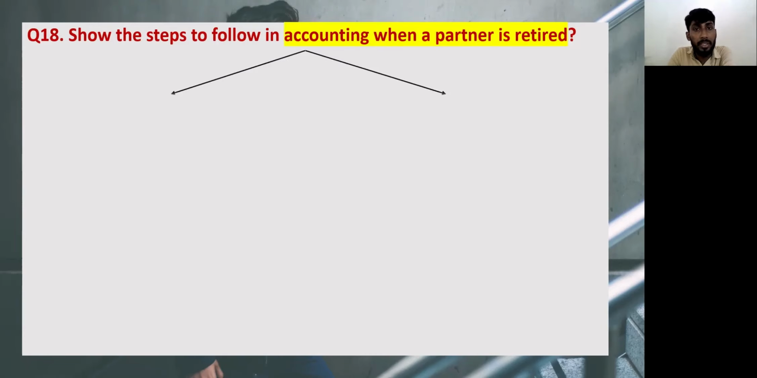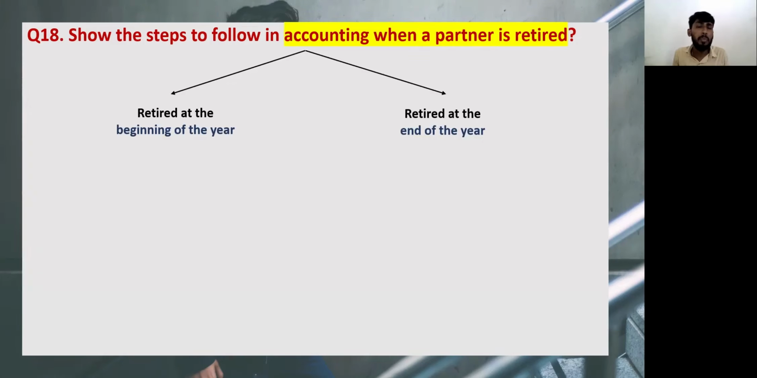Now, my dear students, a partner can retire at the beginning of the year or at the end of the year. Here also the key point is, whether retiring at the beginning of the year or retiring at the end of the year, in which instance we need to appropriate profit to the said partner.